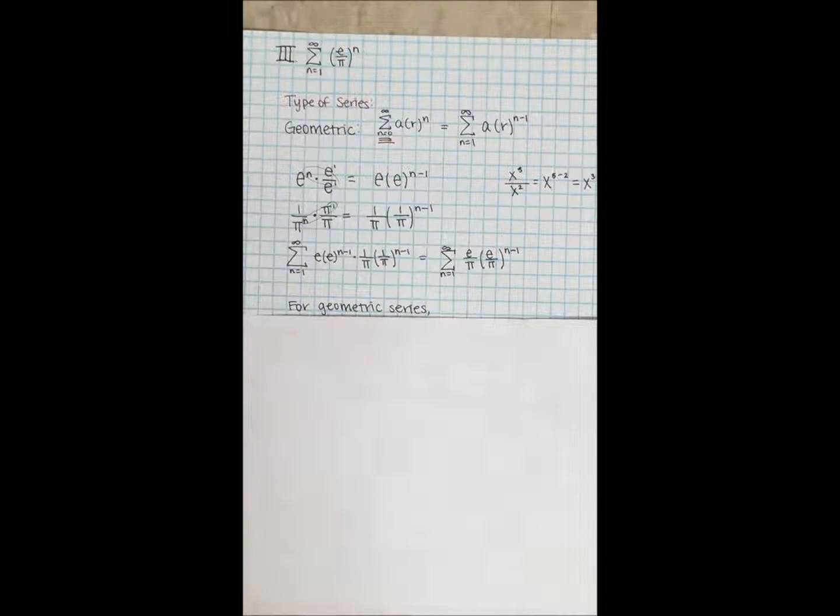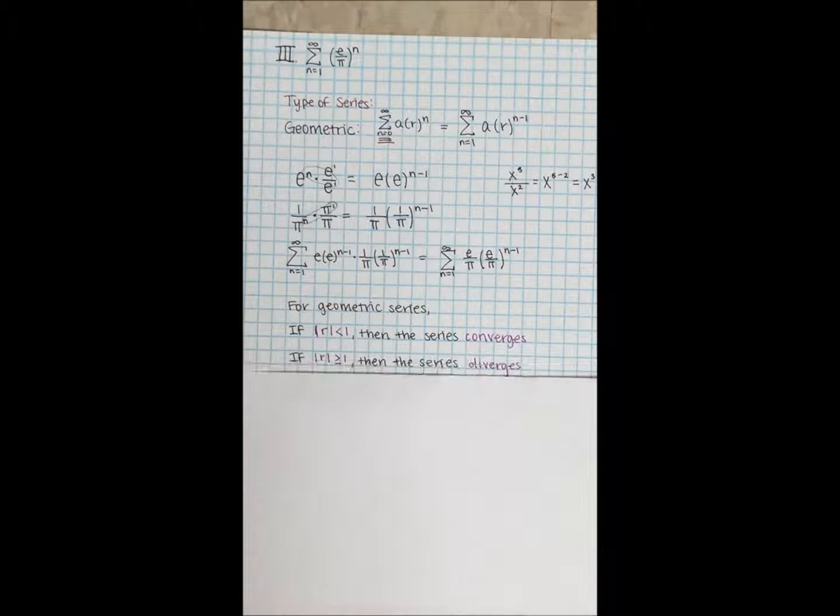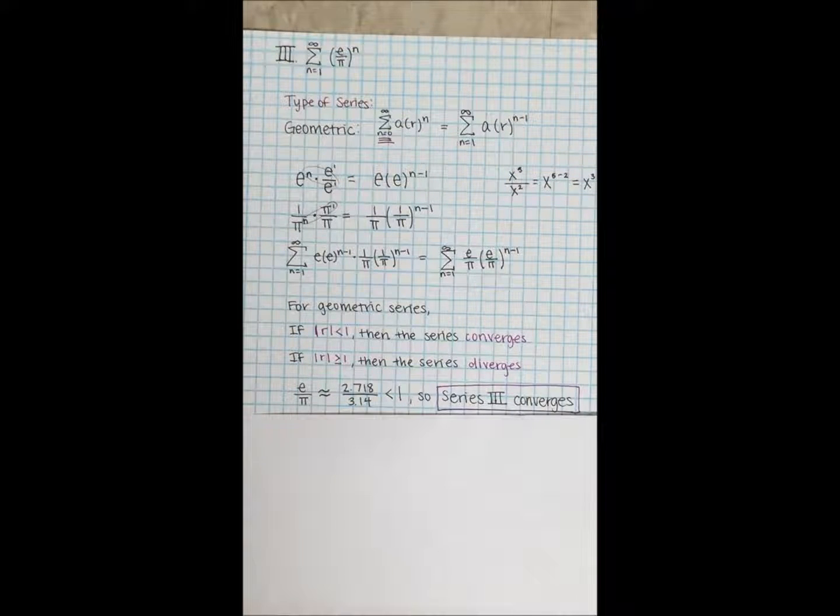For geometric series, if the absolute value of r is less than 1, then the series converges. If the absolute value of r is greater than or equal to 1, then the series diverges because the terms are too big to be adding infinitely many of them. Without using a calculator and using our knowledge of the values of e and pi, we know that e over pi is approximately 2.718 over 3.14, which is less than 1, so the geometric series, series 3, converges.